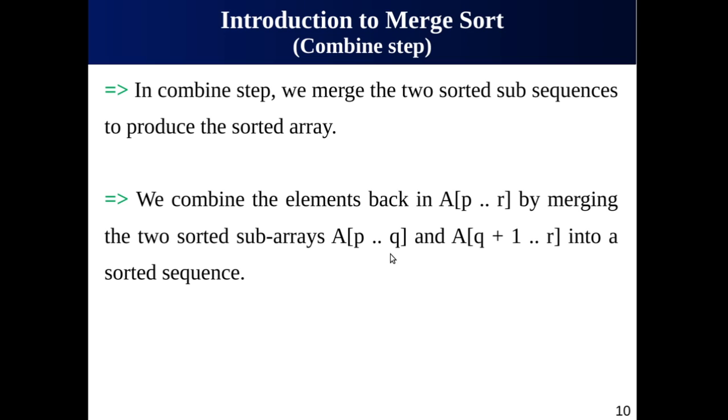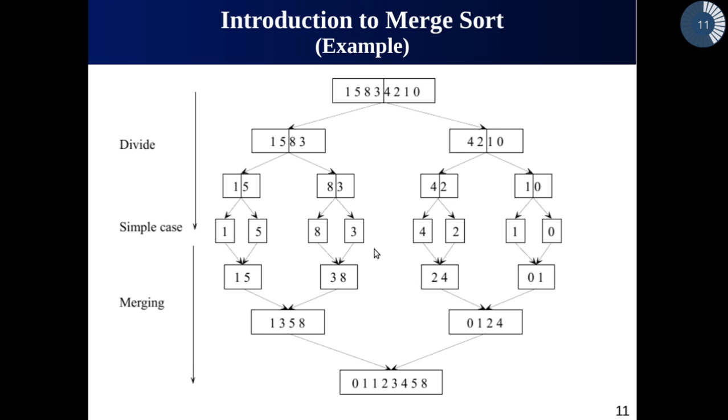So the recursion bottoms out when the sequence to be sorted has length 1, in which case there is no work to be done, since every sequence of length 1 is already in sorted form. If you don't understand what I say, let us see with the help of an example. Here we can see an example which demonstrates how the merge sort algorithm sorts the data.